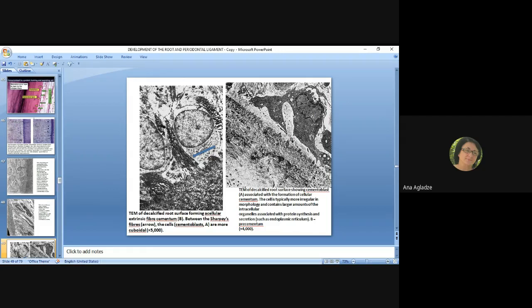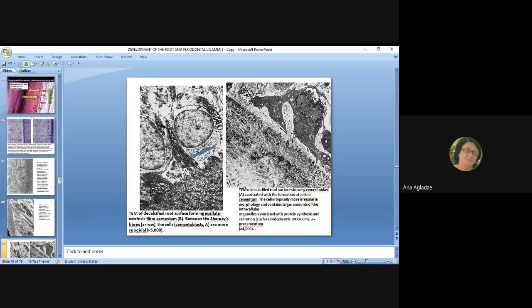These are the Sharpey fibers, and these cells are cementoblasts and Sharpey fibers which penetrate between these two cementoblasts. And here you can see the cementoblast, and also you can see associated with the formation of cellular cementum. And this cell is typically more irregular in morphology, and contains a larger amount of intracellular components, organelles associated with the protein synthesis and secretion.